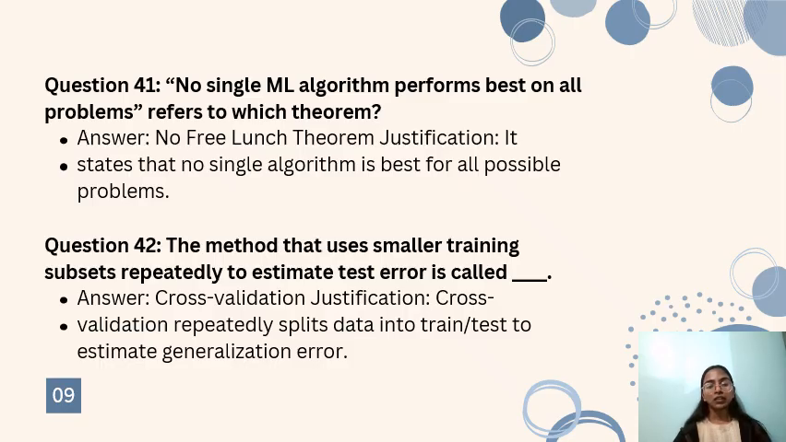Question number 42. The method that uses smaller training subsets repeatedly to estimate test error is called dash. And the answer is cross validation. Justification is cross validation repeatedly splits data into train and test to estimate generalization error.